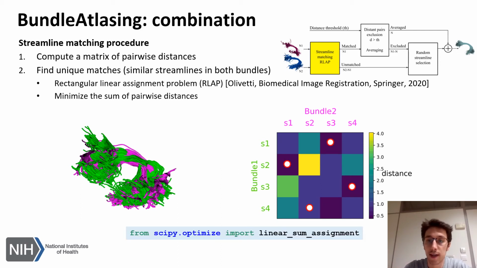So for example, in this case, that would be the matching. Those white and red dots mark the correspondences found by the algorithm that, by the way, is available in SciPy, and it's very fast, at least in our experience. So here it's interesting to see how the fourth streamline of bundle 1 was not matched with its closest streamline, that would have been the third, but it was matched with the second. And that's because we are not allowing to match a streamline more than once, so we want unique matches.